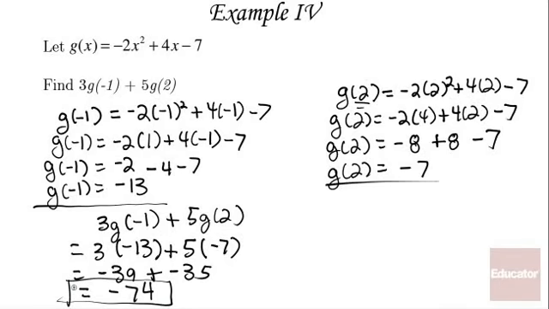So looking back up here, the way we handle this is to first find what g of -1 is and what g of 2 is. So I did that by substituting in -1 over here and then solving to find that g of -1 is -13. Over here, I substituted in 2, and g of 2 turned out to be -7. Once I had those two in place, all I had to do was substitute those values into this expression, 3g of -1 plus 5g of 2. It gives me 3 times -13 plus 5 times -7. Solving that, I came up with -74.